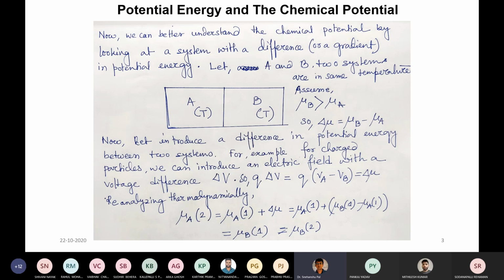It is telling that the difference in chemical potential, please pay attention, the difference in chemical potential between two systems A and B corresponds to the potential energy difference needed in order to establish diffusional equilibrium. So a difference in chemical potential between systems A and B, corresponding to a certain potential energy difference, is actually required if you want to establish diffusional equilibrium.